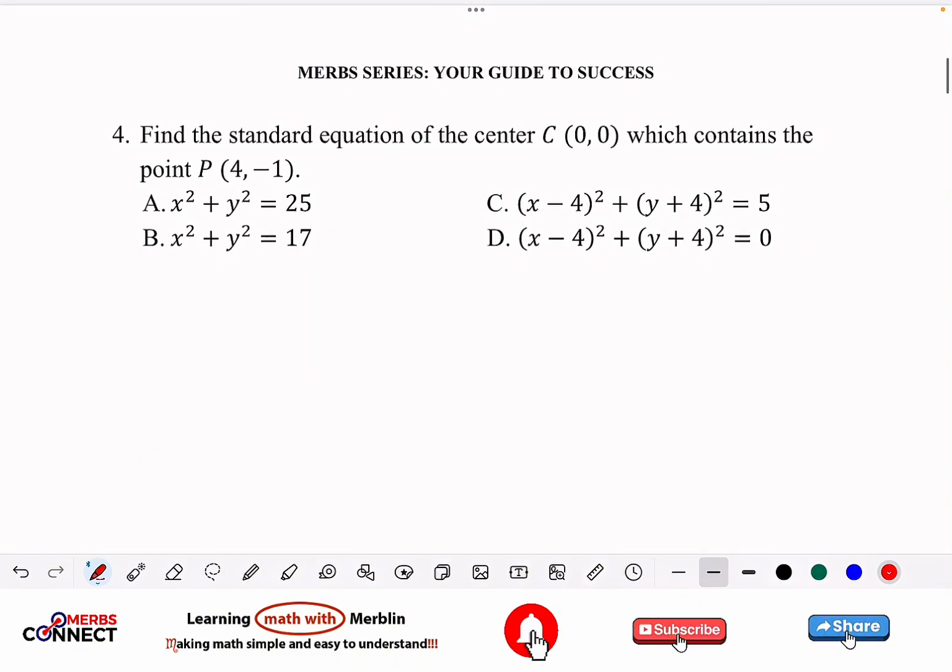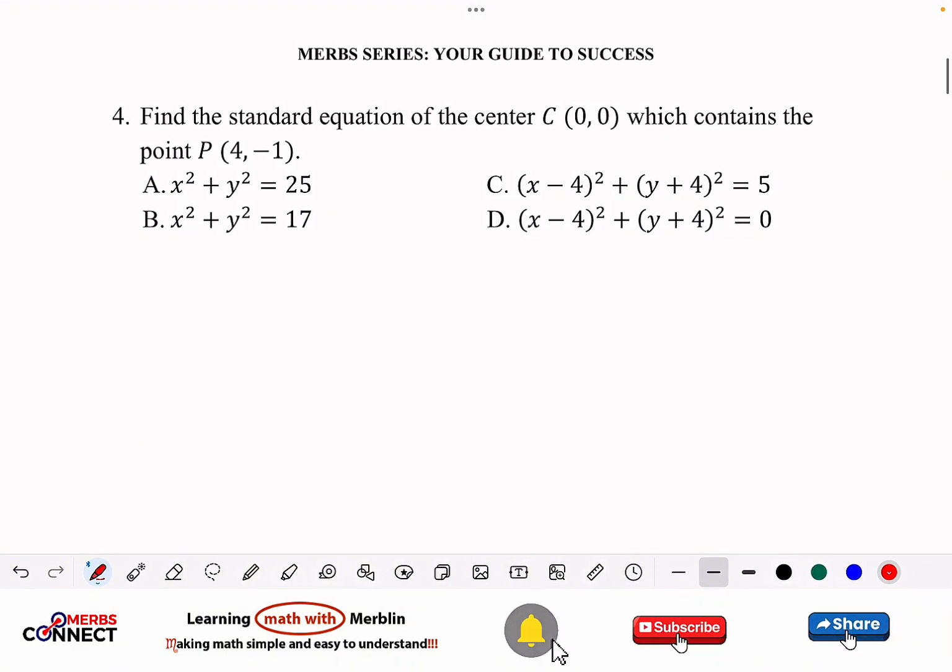Now let's look at question 4. Find the standard equation of the circle with center 0, 0, which contains the point 4 and minus 1. So let's try and see this. We have a circle, and we have a center which is 0, 0. And then we have a point, so it contains the point 4 and minus 1.